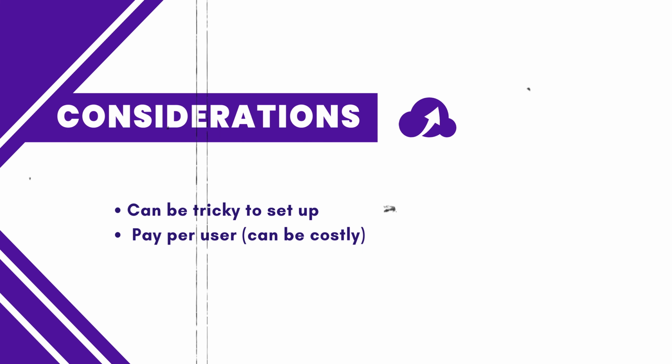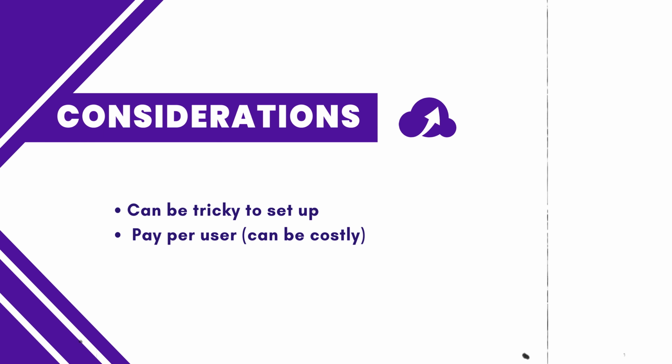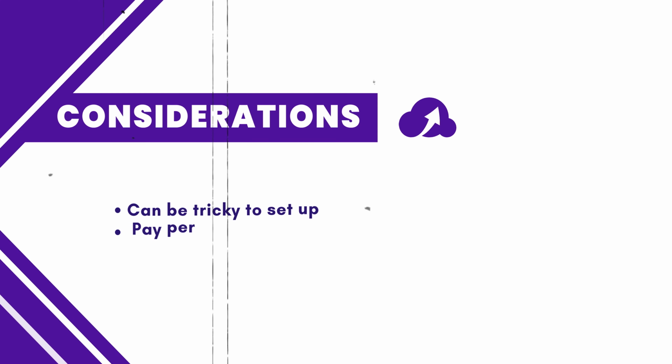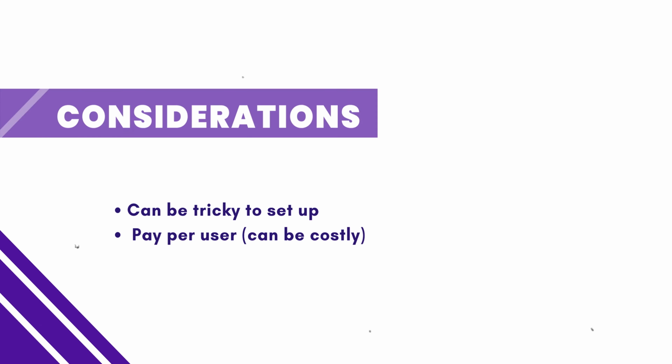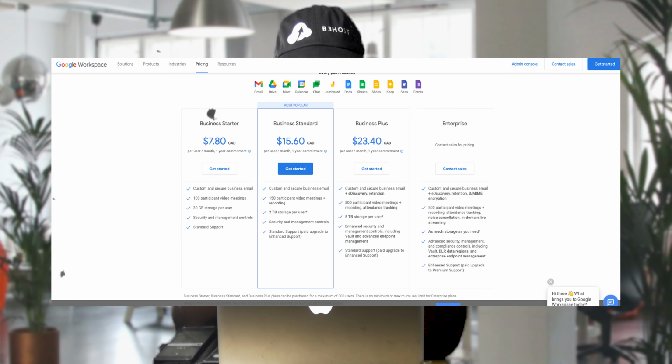you have a lot of features at your disposal. Some of the things to consider is that it can be tricky to get set up. So you'll definitely need a developer or somebody that understands a little bit of technology to connect your email to that platform. Another thing to consider is that it can be costly depending on how many users or how many emails you want to have set up. Right now, if you go to Google Workspace, you can see that you're paying anywhere from $7 to $14 per email in order to get it set up.